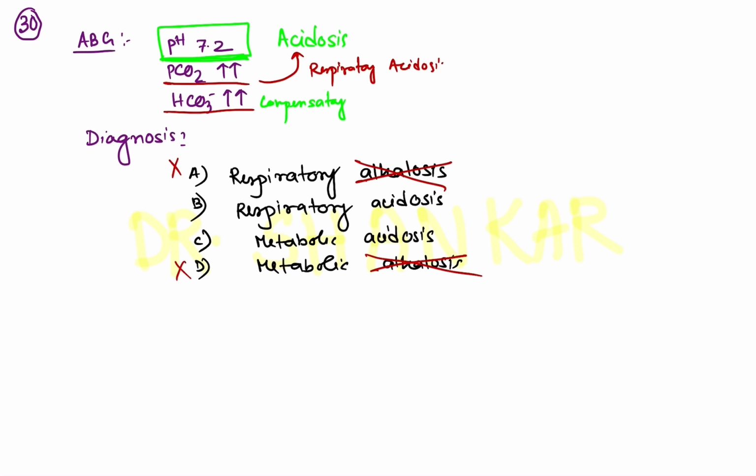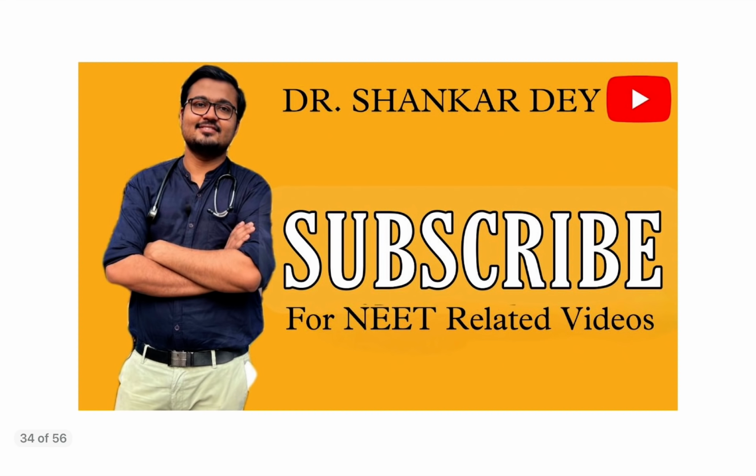So the question was not complicated, a straightforward, very easy question. So this question is respiratory acidosis. The answer is respiratory acidosis, not metabolic. In case of metabolic acidosis, bicarbonate level is decreased. So this is all about questions 27 to 30.